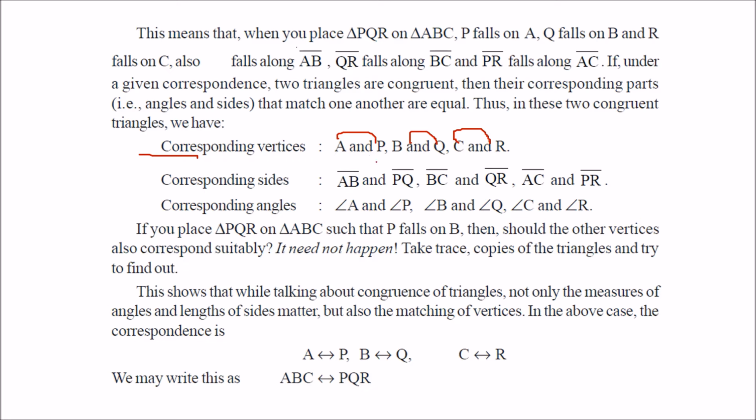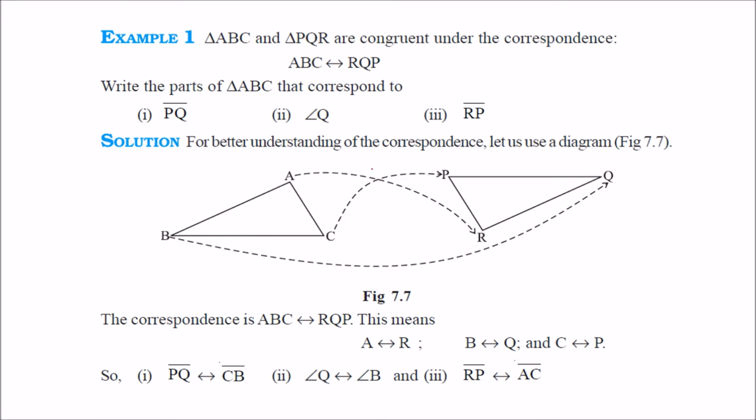And corresponding sides are exactly like this. So AB, PQ, BC, QR, and AC, PR. And how about the corresponding angles? A is equal to P, B is equal to Q, C is equal to R, right? So this is the correspondence you show. When you show the correspondence, you write like this: first A, then B, then C, like ABC, then P, then Q, then R, PQR. This is the correspondence. So let us take an example so that you can understand more.